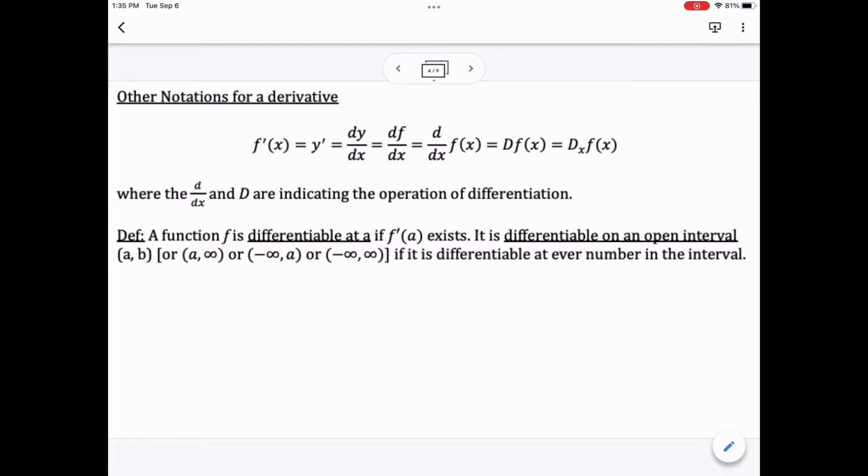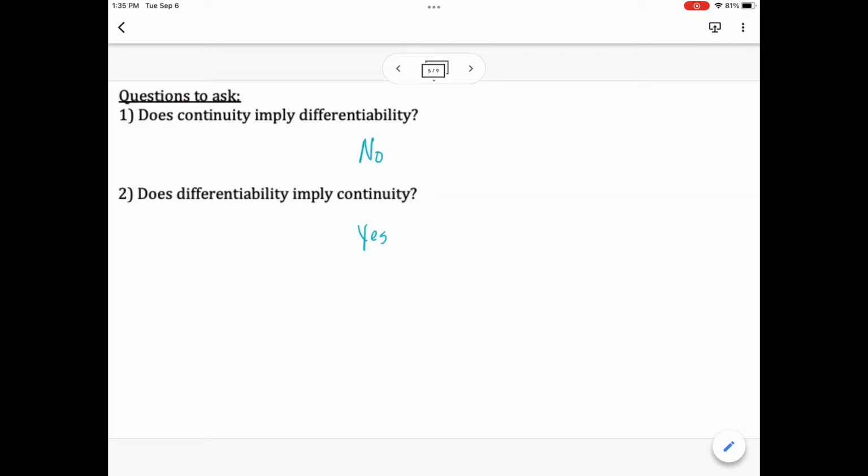Now, a function f is differentiable at a if f prime of a does exist. Now, what that means is that if I can find a value, or if I can actually define what that value is there for the derivative, then it is differentiable. I can find that derivative there if it's already defined for me.